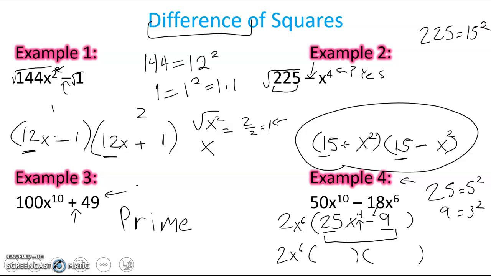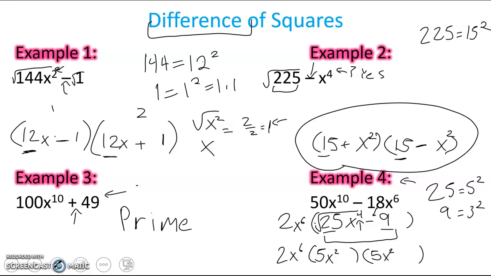This first term here, the 25x to the 4th, I'm going to take the square root of that. And let's break it down. The square root of 25 is, well, 5, so I'm going to write that in both terms. The x to the 4th, if we take the square root, again, we just divide the exponent by 2. It's going to be x to the 4 divided by 2, which is just 2, which I'm going to do in both parentheses. Nothing for that first term.